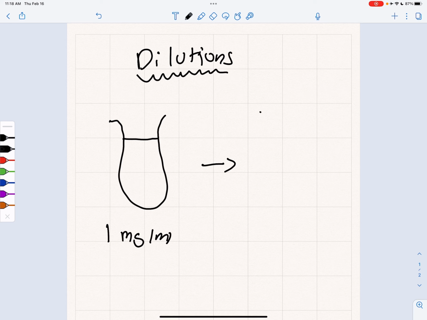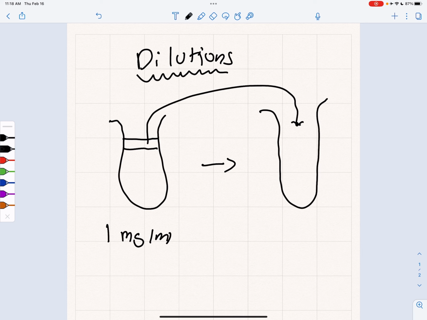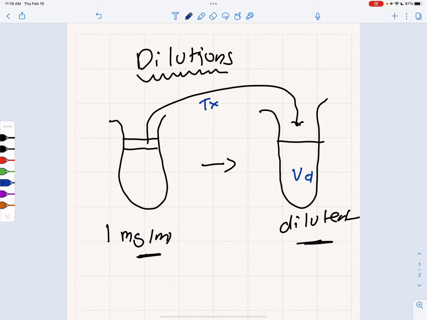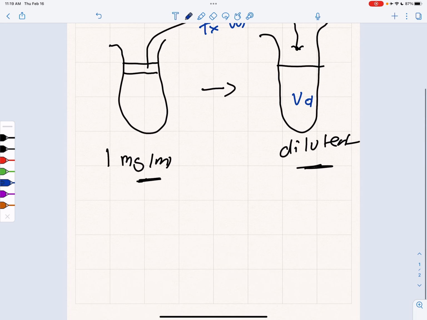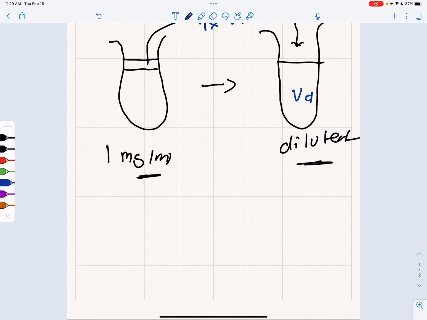So we're going to do a second tube here, and then we're going to take a portion of this and transfer it into a new tube, which has what's called a dilutant in it. And this is usually something like water. So what we want to know is, how does the concentration change between these two tubes? This depends upon how much volume is in here, the volume of the dilutant, and how much transferred volume you take. And the way we can calculate this is using the dilution factor.